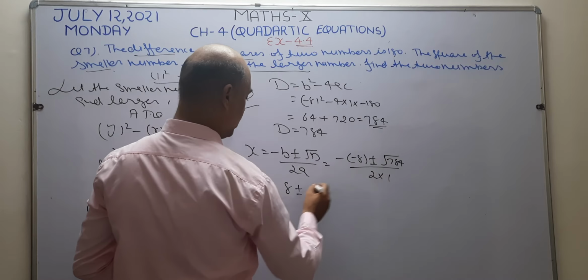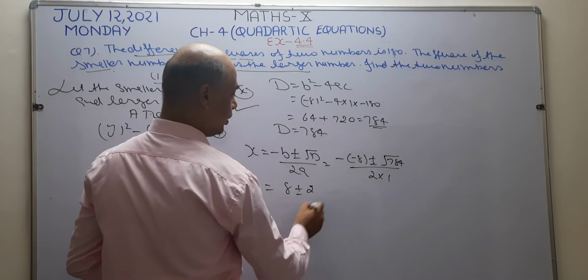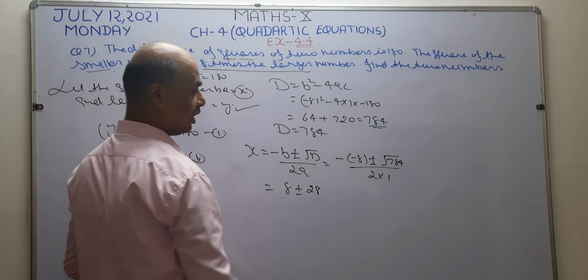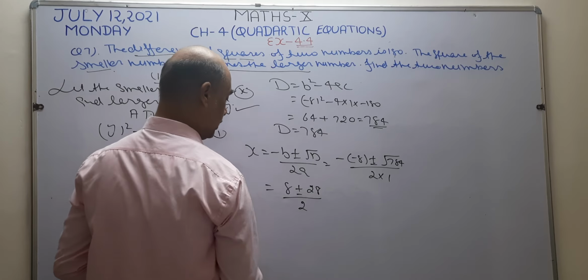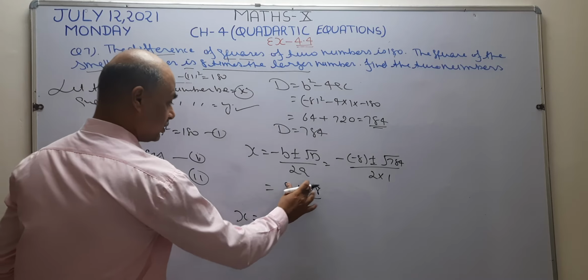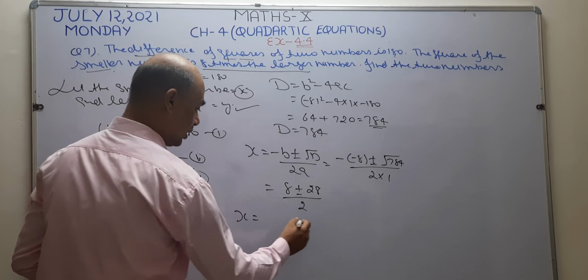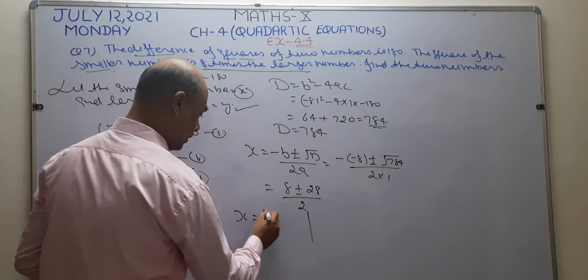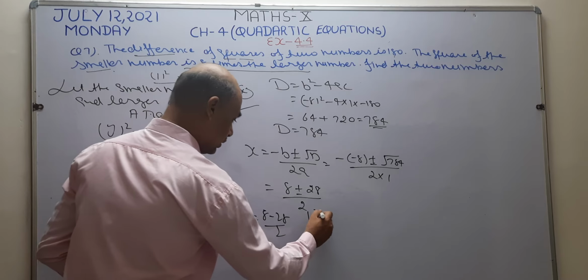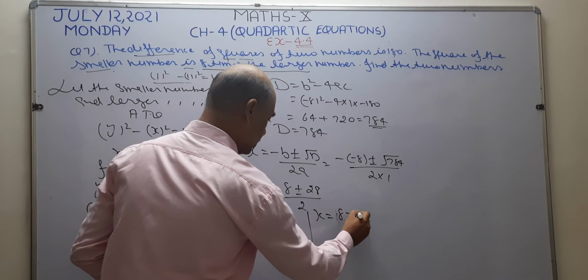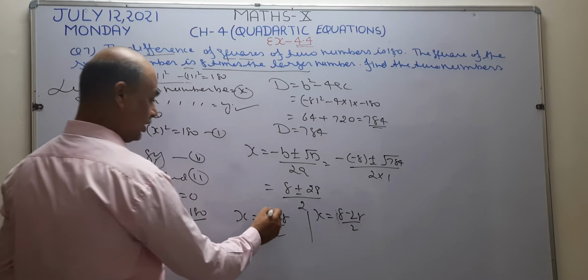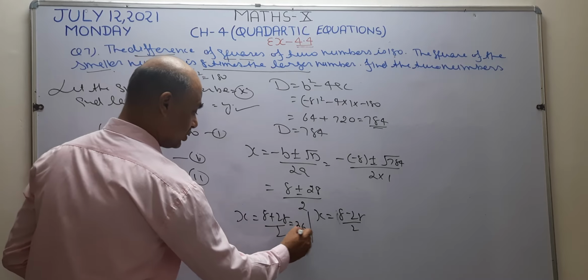Square root of 784 is 28. Okay, square root of 784 is 28 upon 2 into 2. Now I take first positive sign between these two numbers. After that negative sign between these two numbers. Positive sign is here. 8 minus 28 upon. Now 28 plus 8 is 36 upon 2.